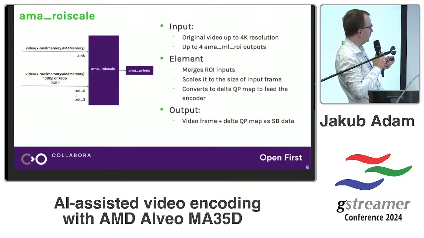These are fixed at 1080p or 720p. 720p is preferred, and this element will scale the output of the filter to your intended resolution. If there are more than one inputs, it will merge them together, and it will convert the object detection to a delta QP map that can be fed into the AV1 encoder, and it will aid in better encoding.